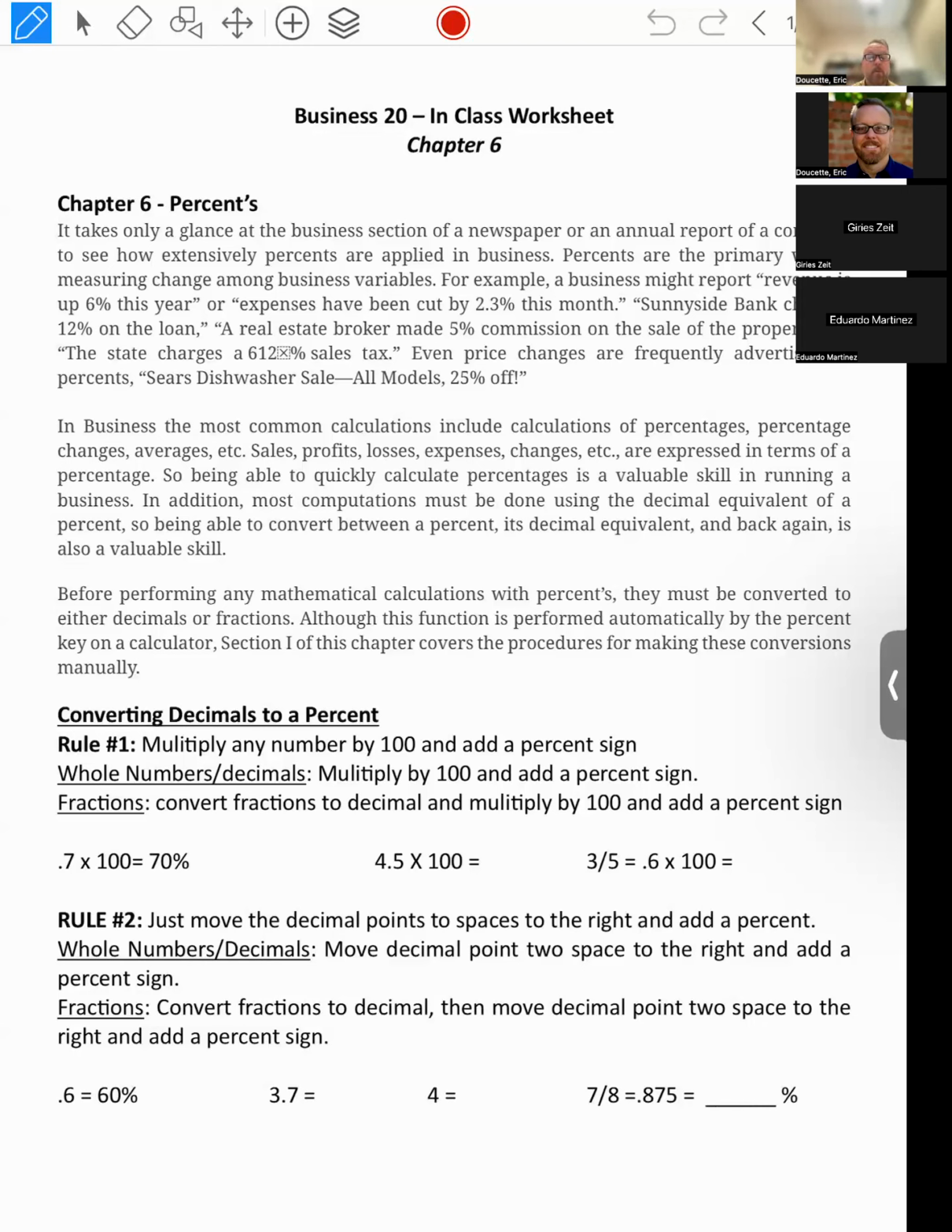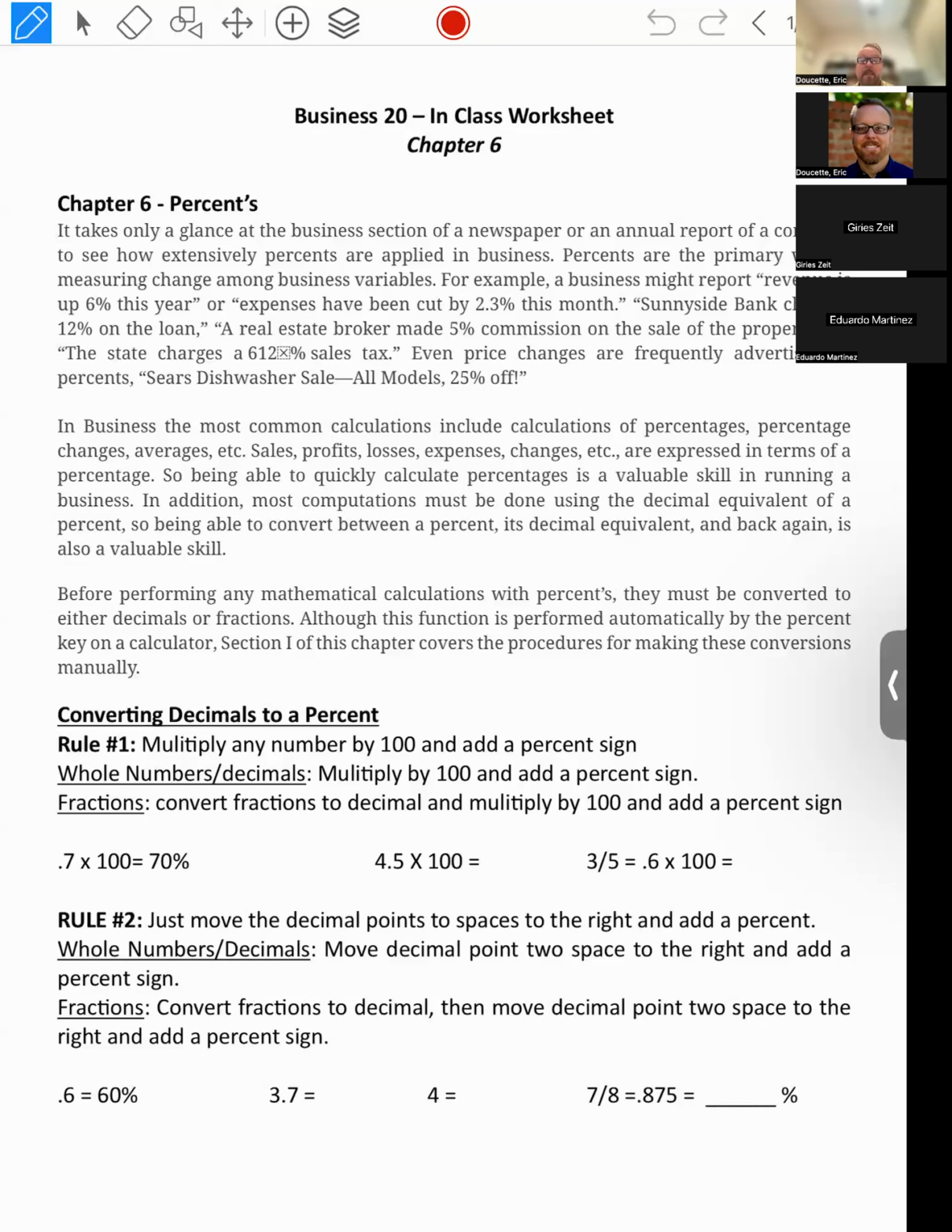If you notice here, I have rule number 1 on your screen. Basically, in order to take a decimal and make it a percent, you just need to multiply that number by 100 and then add the percent sign. So there's a couple of examples here. You have 0.7 times 100 comes out to basically 70%. So basically, you can just multiply it by 100, and you'll have your answer. So 4.5 multiplied by 100 is 450%.